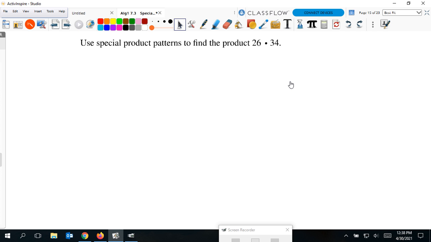Let's keep going. We're going to use the special products pattern to find a product of numbers, something like 26 times 34. You could multiply that together on a calculator, or do 26 times 34 the long way. Using a calculator is kind of cheating in some sense, but doing it longhand could take a little bit of time. I'm going to show you how you can do this a little bit faster using our special products.